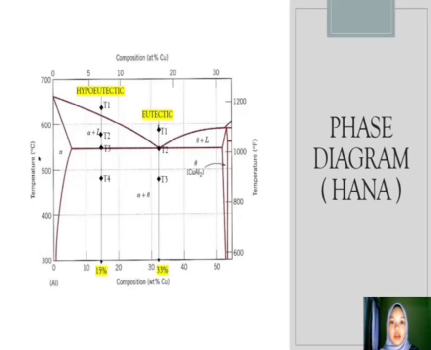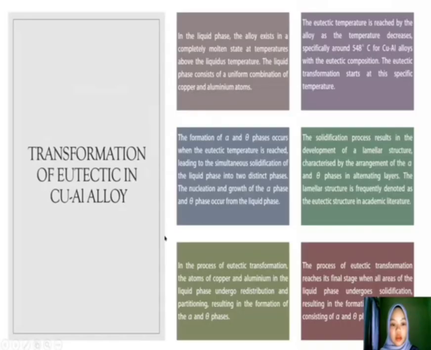So this phase diagram will be explained by me, Farhanah Binti, and my matric number is A21EM0176. I'm going to explain about 33% cuprum, which occurs for eutectic, and 50% cuprum for hypoeutectic.